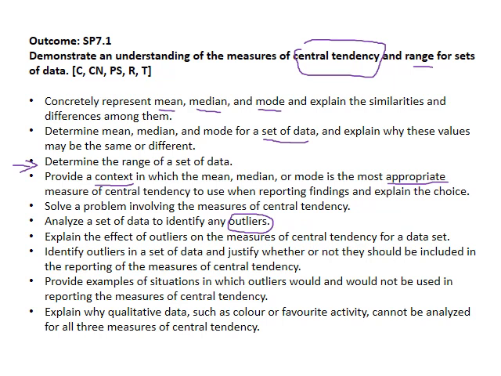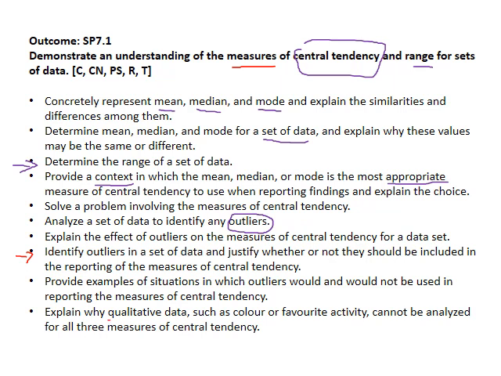Explain the effect of outliers on the measures of central tendency. So if we include those outliers when we calculate these measures, it sometimes can skew our data or make it inaccurate. Next one, identify the outliers and justify whether they should be included or not. So we'll see whether that skews your results or changes anything or whether they should be included. Provide examples of situations in which outliers would and would not be used.